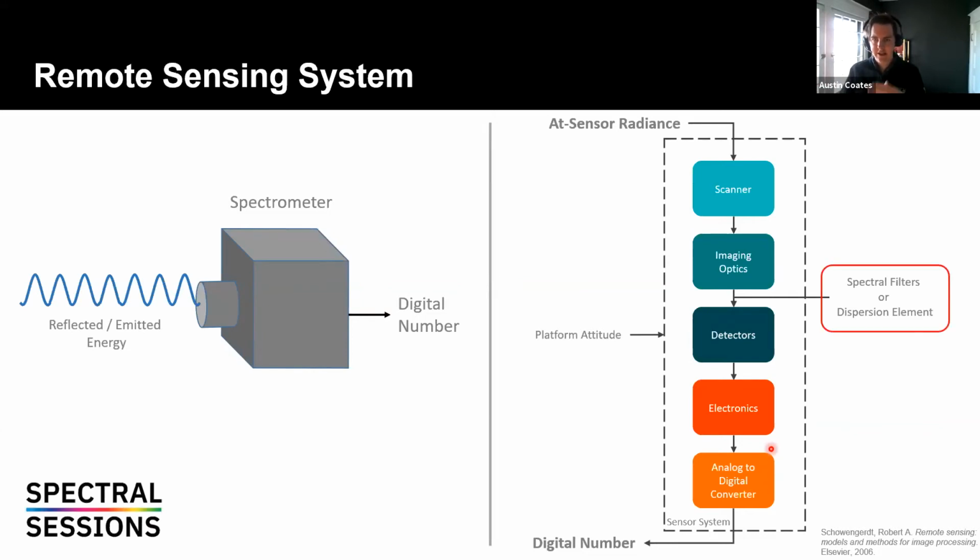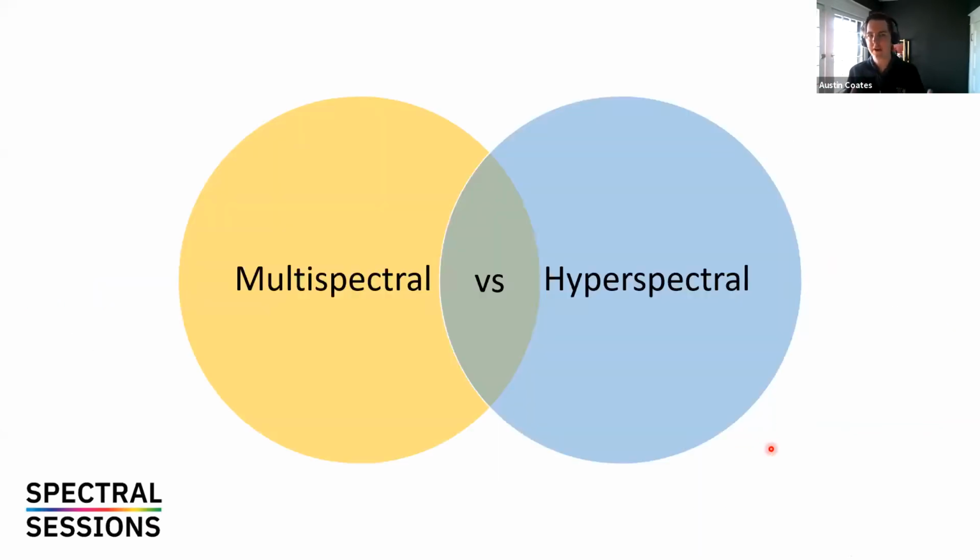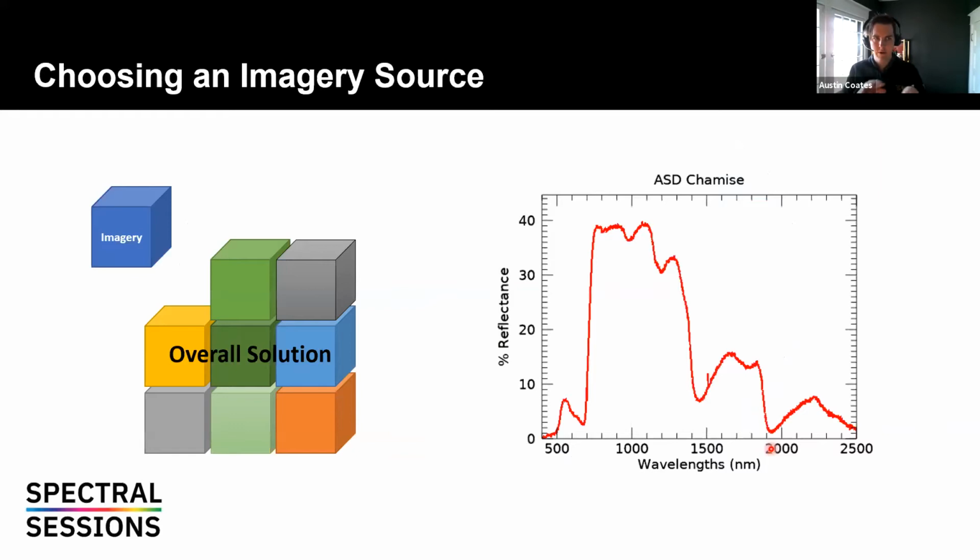So let's take a look at these filters though. Multispectral versus hyperspectral, kind of what's the difference? Let's compare and contrast. But before we do, I wanna really quickly set the stage and say your overall solution is not hyperspectral remote sensing. And it's not multispectral remote sensing. And it's not this graph on the right-hand side.